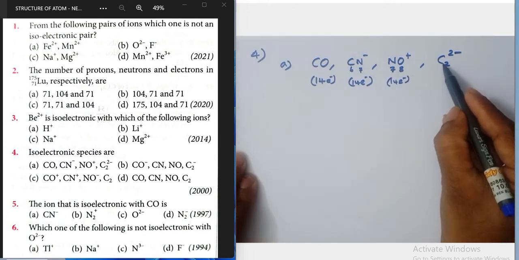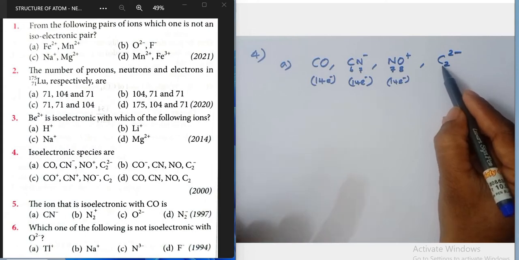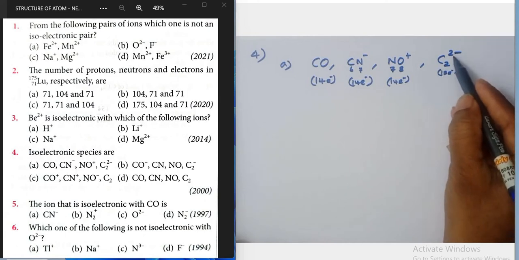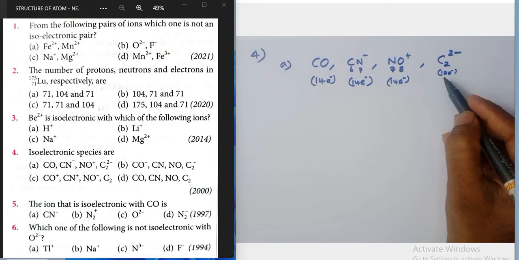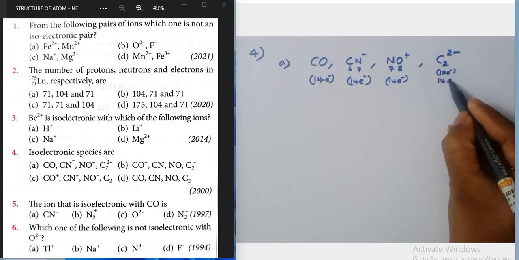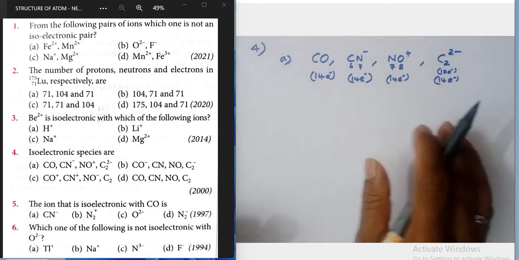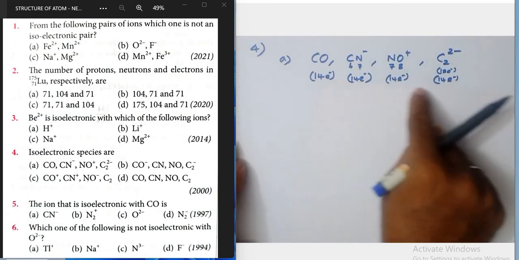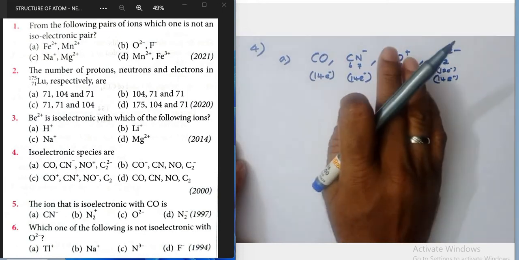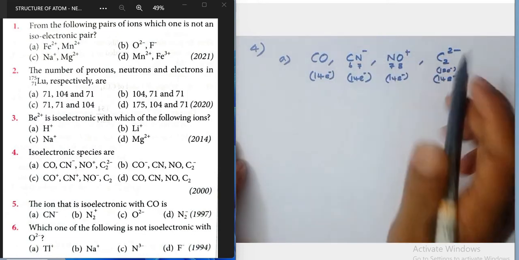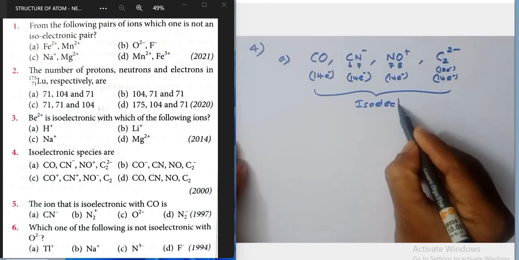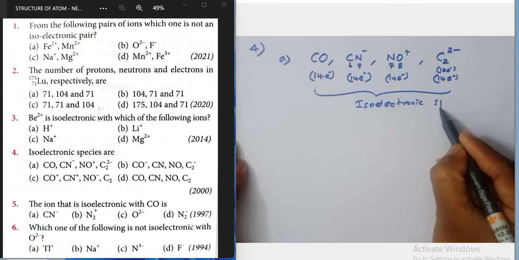Then here 2 carbon atoms are there. C2 means 2 carbon atoms. Each carbon has atomic number 6. 2 carbons, therefore there are 12 electrons. And you have 2 minus charge also, so extra 2 electrons we should add. So 12 plus 2, 14 electrons. In option A, all the 4 species have the same number of electrons. That means these species are isoelectronic species. Take down.